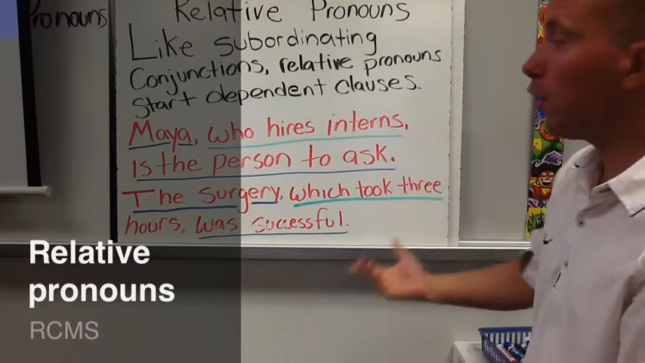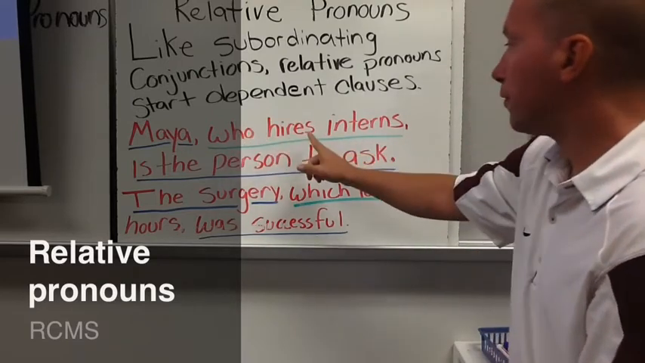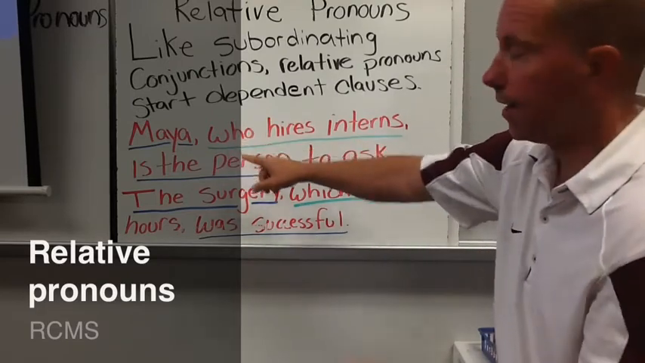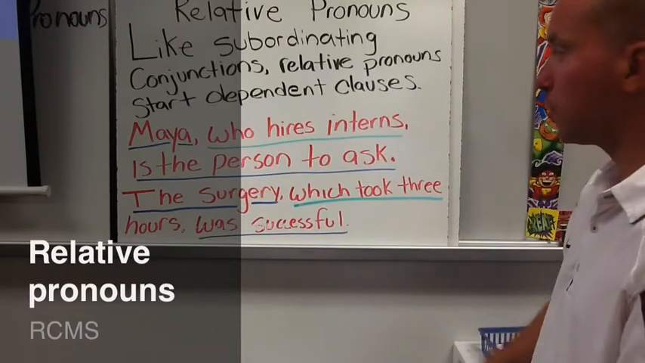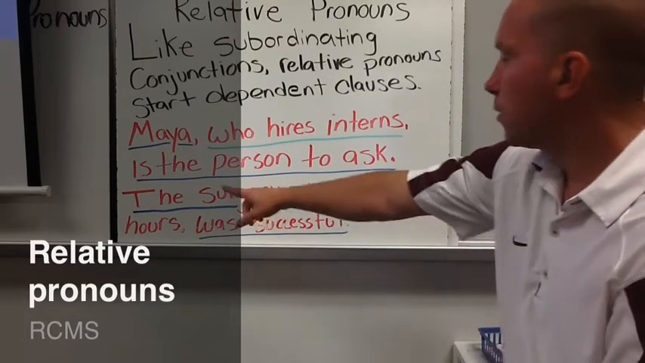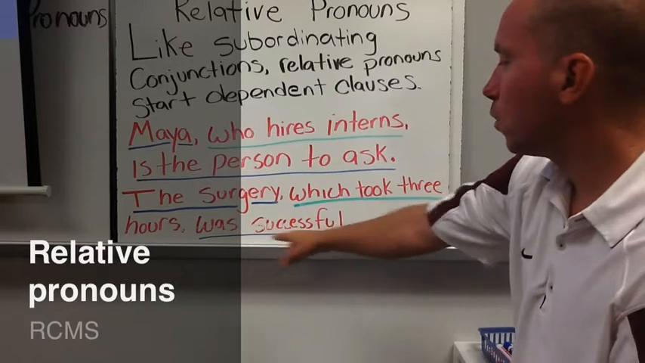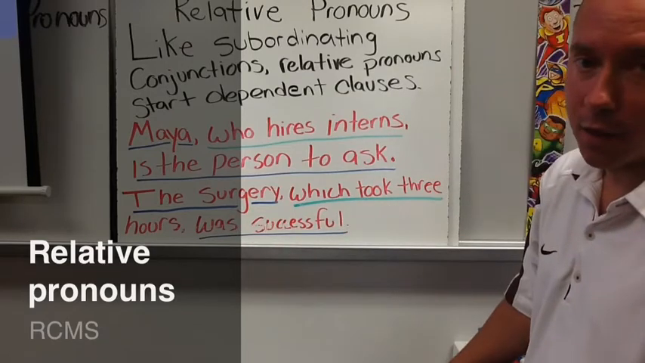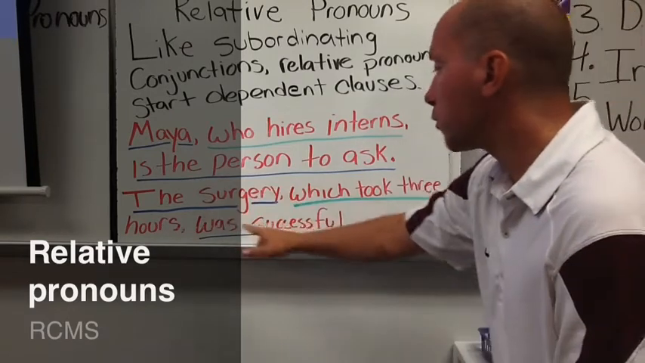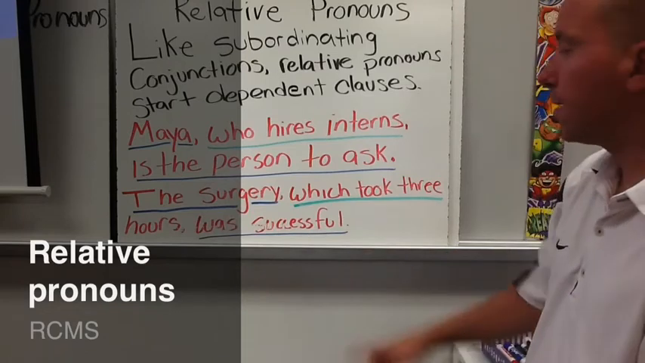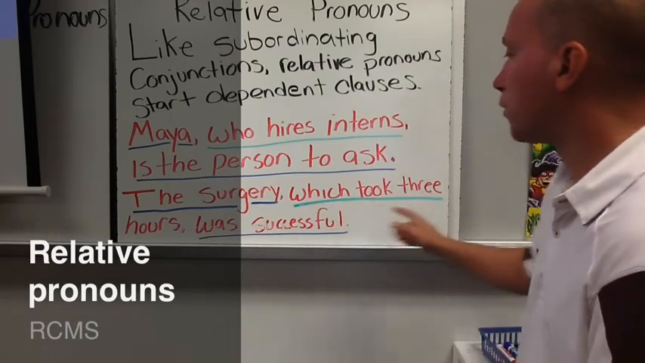Okay? Now that is a clause because it does have a subject and a verb. The subject is a pronoun rather than a noun. And that's pretty much what you can expect to see here. The surgery, which took 3 hours, was successful. Again, the independent clause, which could stand on its own, was the surgery was successful. We split that and add the dependent clause, which took 3 hours.